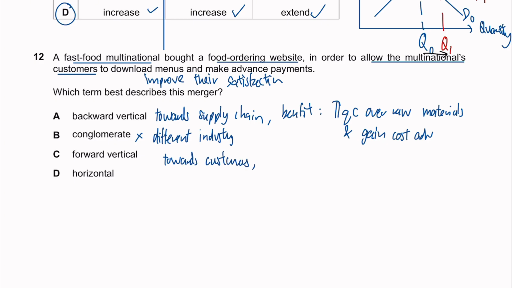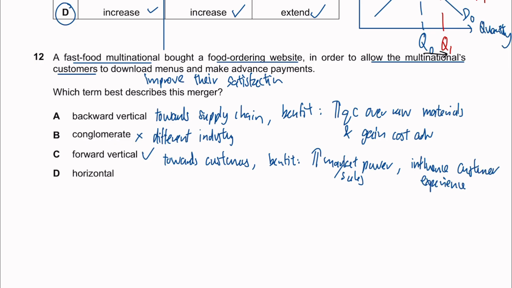Okay, so in this case it's correct, because you buy a food ordering website, it's more towards the customer, you want to improve the satisfaction. So this one, forward vertical, is correct. The benefit of doing this is that you can increase your market power of sales. This is mainly because you can influence your customer experience.